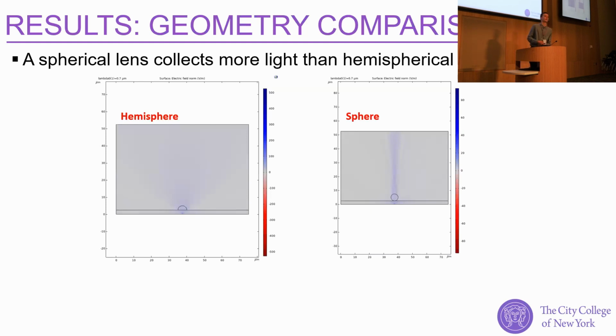Also, what we did is we tried to simulate a circular or spherical lens instead of hemispherical, and as you can see, it clearly also focuses more light.